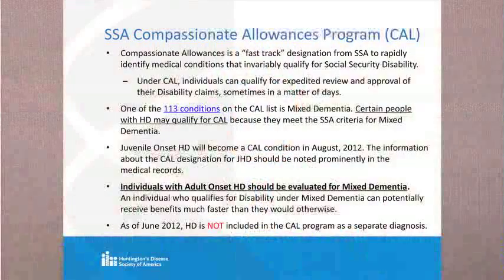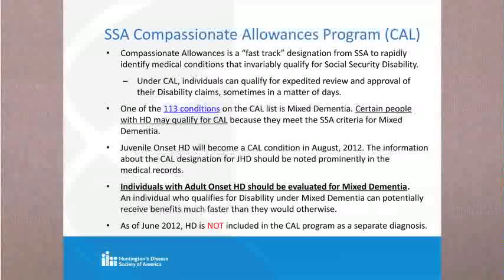I'm going to talk a little bit about the Social Security Administration's Compassionate Allowance Program. It's the fast-track designation to rapidly identify medical conditions that invariably qualify for Social Security disability. So you would think that Huntington's disease, it'd be a no-brainer. But under the Compassionate Allowance program, Huntington's disease is not part of that list. It's not one of the 113 conditions. And so we have to list it as a mixed dementia. Certain people with Huntington's can qualify for this because they meet the SSA criteria for mixed dementia.